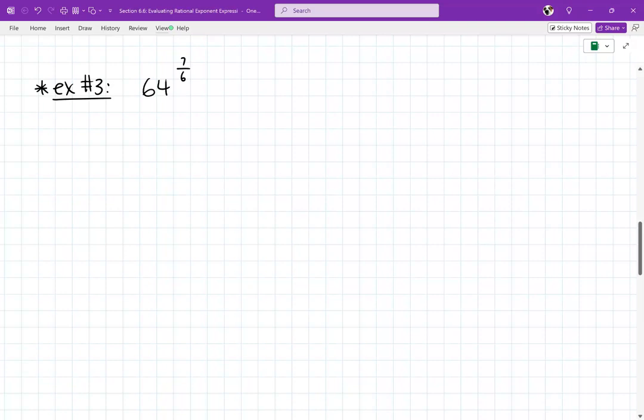I'm just giving you 3 of them just so you can try them, but not because it gets any more difficult with the calculator. So I'm going to type in 64 to the power of 7/6, and my answer comes out to what?